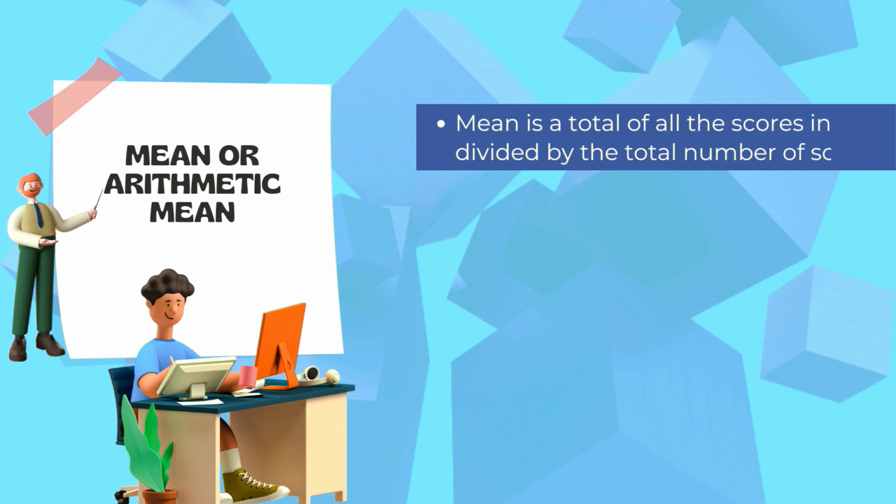So the mean is the total of all the scores in the data divided by the total number of scores. This is the simplest way you can understand the mean. In other words, you can say it is the average of the scores. How do we calculate the average? We first add all the numbers, the units of the data, and divide by the total number of data. So this is a very brief introduction to the mean.